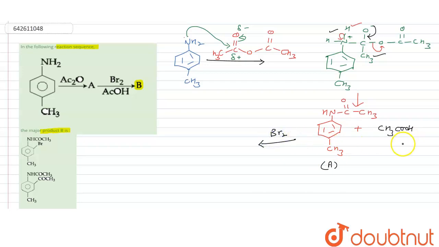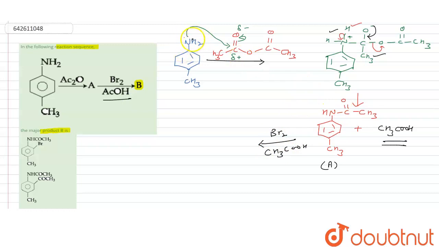So Br2 means we have to carry out the bromination in acetic acid, right? So that is AcOH, which I can write as CH3COOH. Now you can see here the aniline is a very strongly activating group.